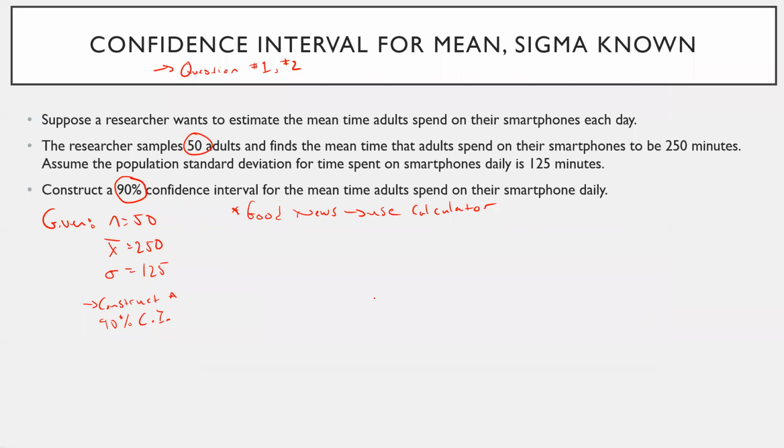I'm literally going to put this down here. You press the stat button. You go over to tests. And then it was option number 7. Z interval.